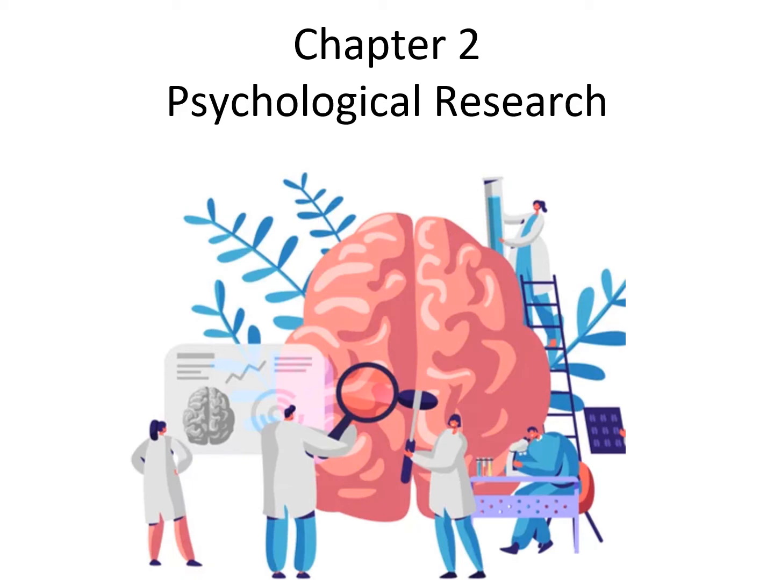This is Chapter 2, Psychological Research. In this chapter, we'll be talking about all of the different methods and types of research that we use in the field of psychology. We'll be talking about the scientific method, as well as the advantages and disadvantages of all of these different types of research.